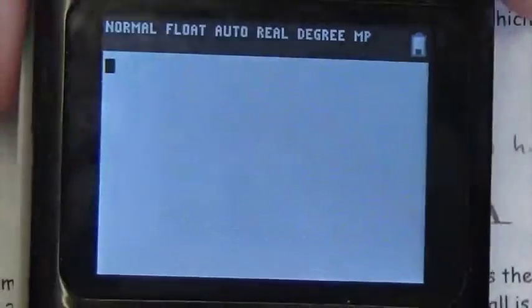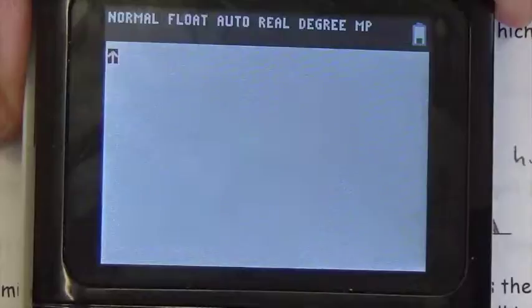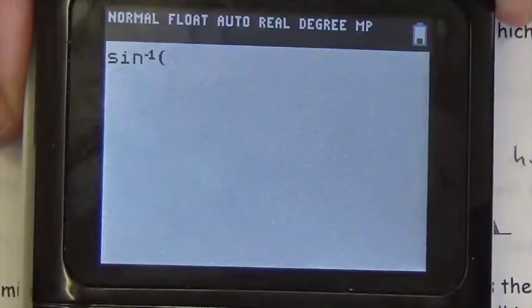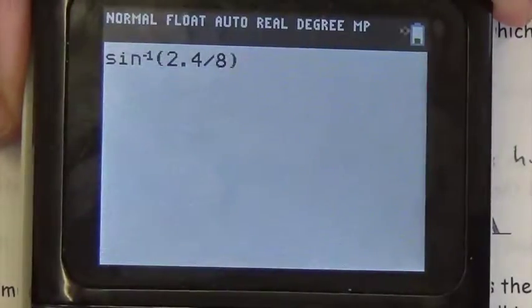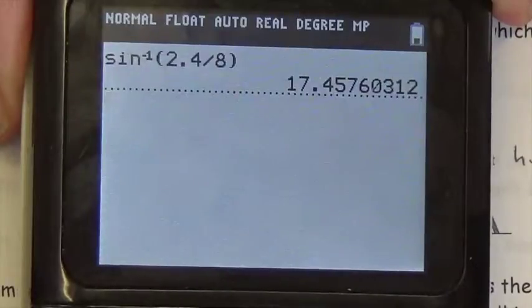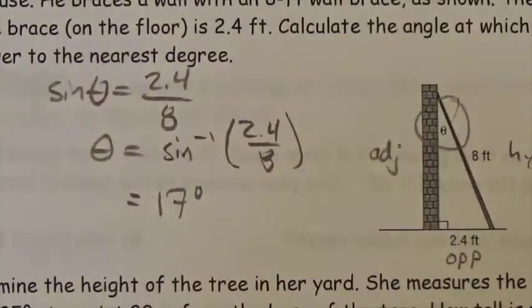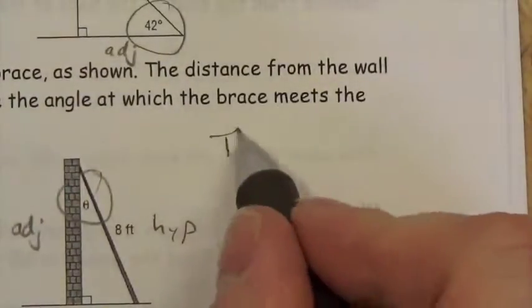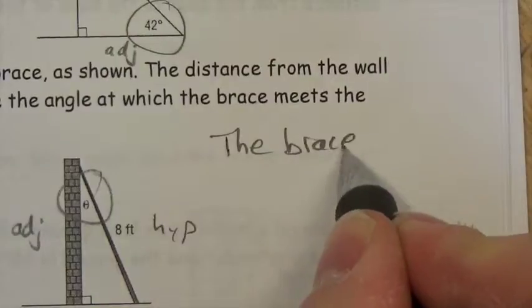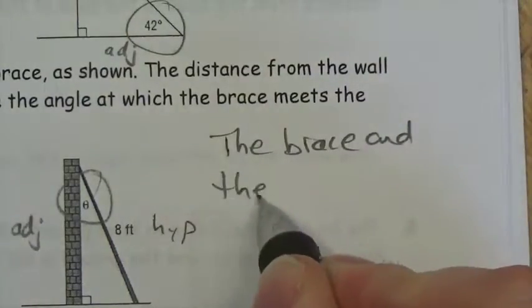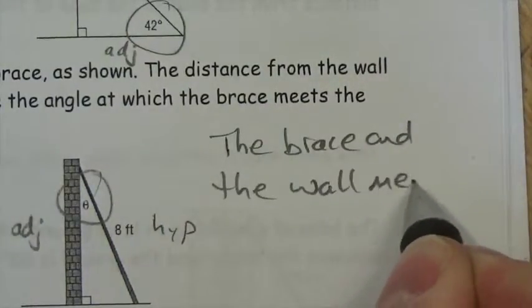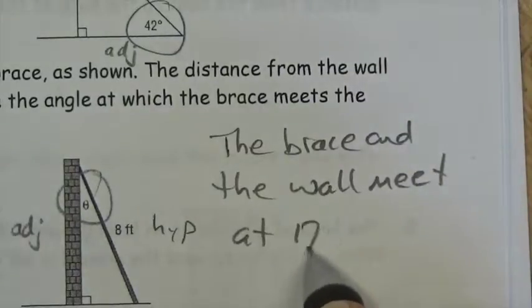So on my calculator, I will press second sine, and then this will be 2.4 divided by 8. And I get 17 degrees. So the brace and the wall meet at 17 degrees. There you go.